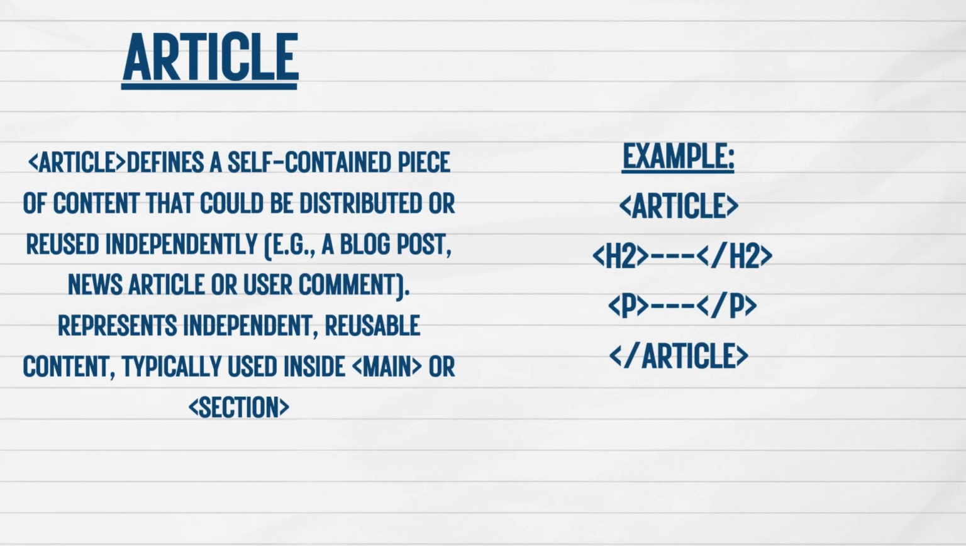Article. Article defines a self-contained piece of content that could be distributed or reused independently. Examples like a blog post, news article, or user comment. Article represents independent reusable content, typically used inside main or section.